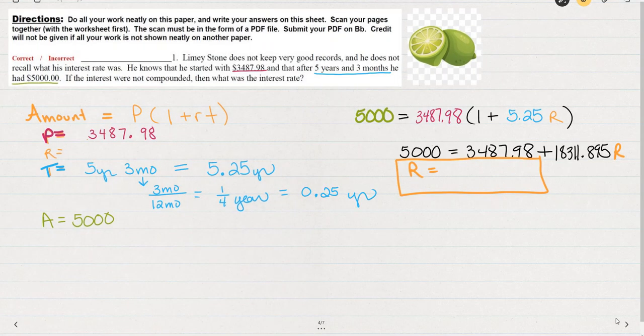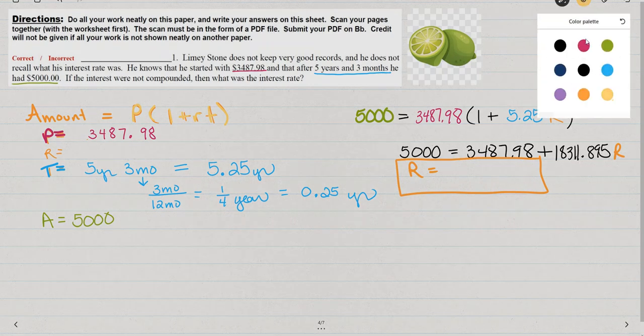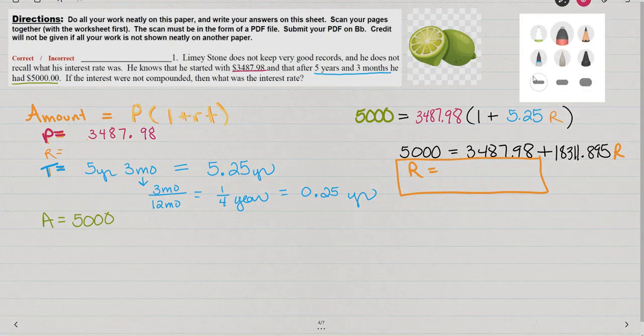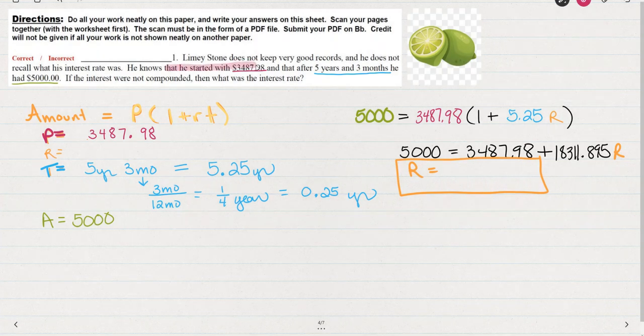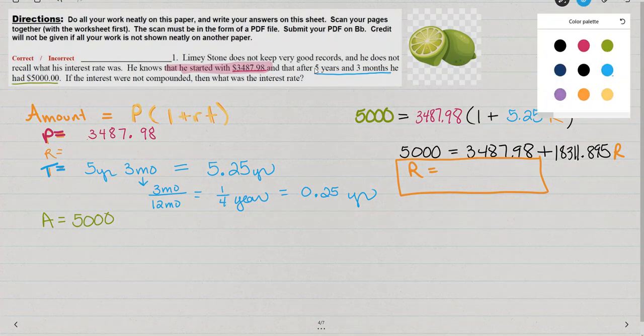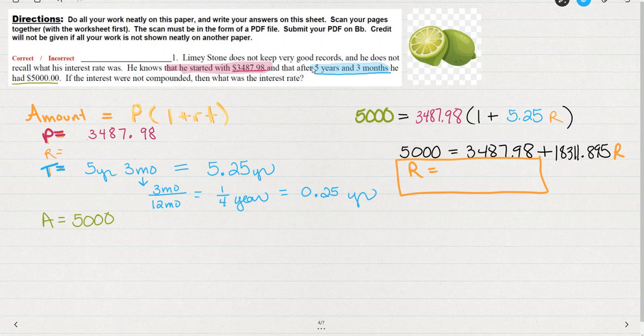If we use this, the amount in the account at the end of this 5 years and 3 months is the principal amount times the quantity of 1 plus the interest rate times time. Digging through this problem, I can see that the principal amount, what he started with, is $3,487.98. I can also see that the time that he's incurring interest is 5 years and 3 months.